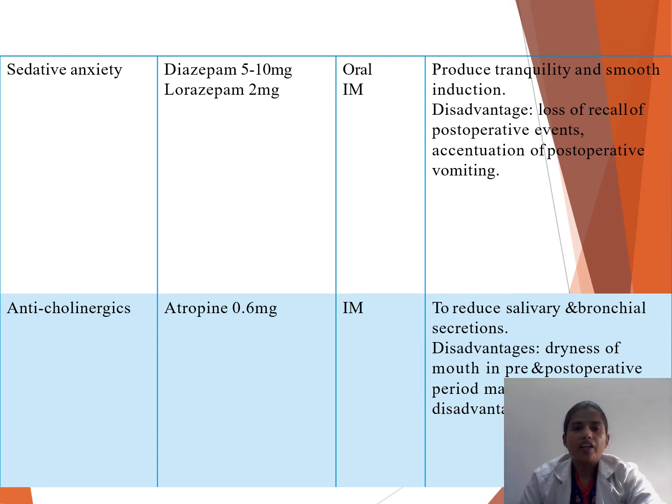Sedative anxiolytics: diazepam 5 to 10 mg, lorazepam 2 mg, administered either orally or IM. It produces tranquility and smooth induction. Disadvantages are loss of recall of post-operative events and accentuation of post-operative vomiting. Anticholinergics: atropine 0.6 mg IM to reduce salivary or bronchial secretions. Disadvantage: dryness of mouth in the pre and post-operative period may be distressing.